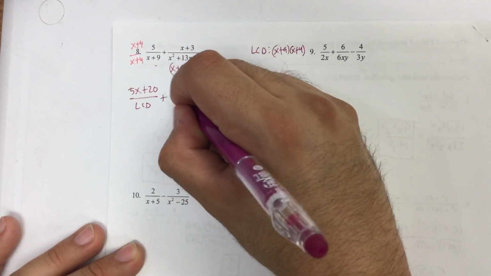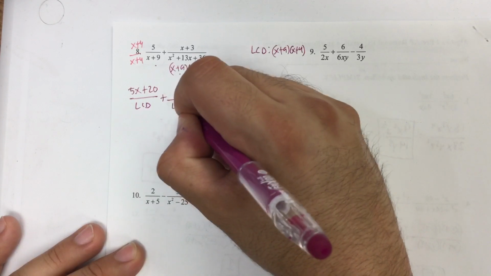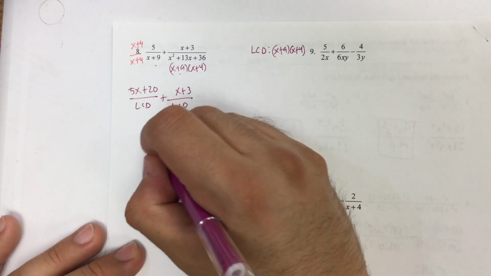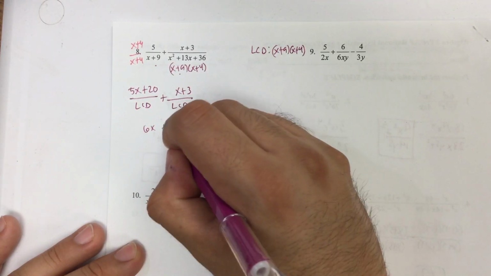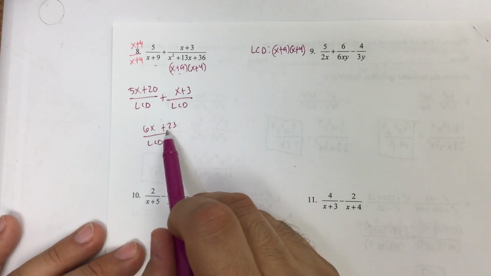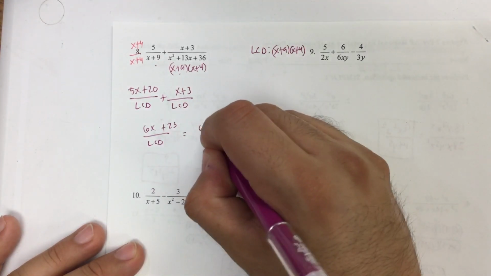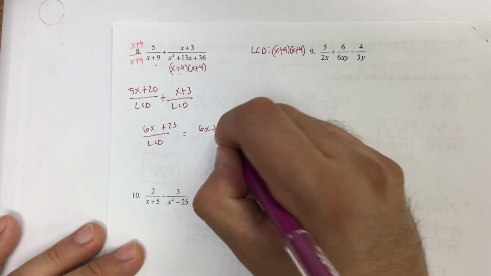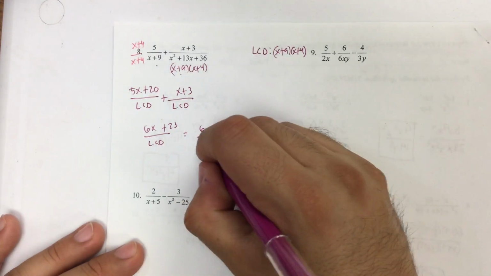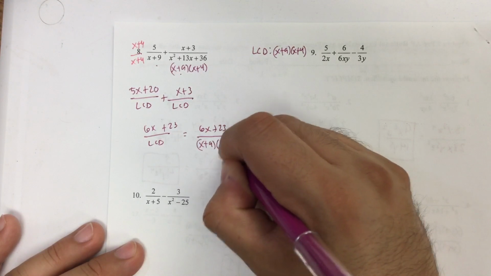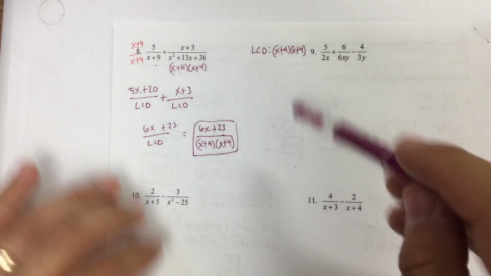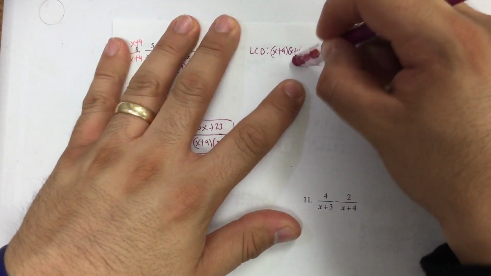Plus, this is just x plus 3 on the numerator over the LCD. Now I can combine my like terms on the top. 5x plus 1x is 6x. 20 plus 3 is 23 over the LCD. Now, I look at this point, I cannot factor anything out, so then my final answer would be 6x plus 23 divided by x plus 9 times x plus 4. And I'm going to move this LCD over here so it's not in the way.